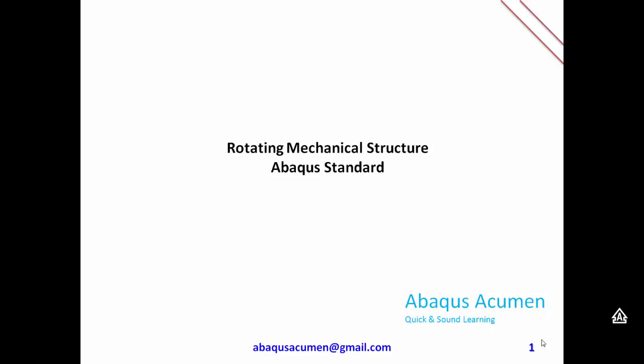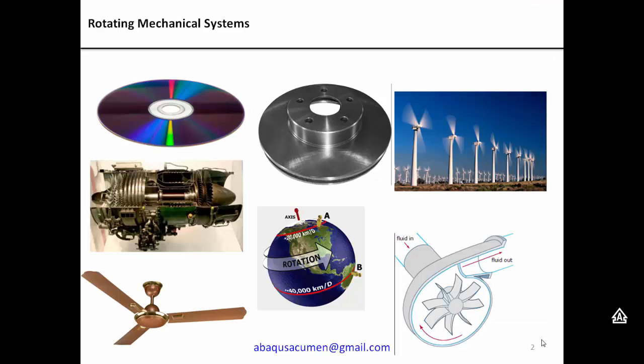Today's topic is a rotating mechanical structure, and how to handle this structure in Abaqus Standard. There are a lot of mechanical systems which rotate. Take an example of a wind turbine or a disc brake, or the DVD problem, which is the simplest problem we can do. Then you have gas turbines, fans, pumps, turbochargers, even the earth is rotating about itself. Because of rotation there is a centrifugal force and centripetal acceleration, and we will see how to solve these problems in Abaqus Standard. That's what we are going to do.